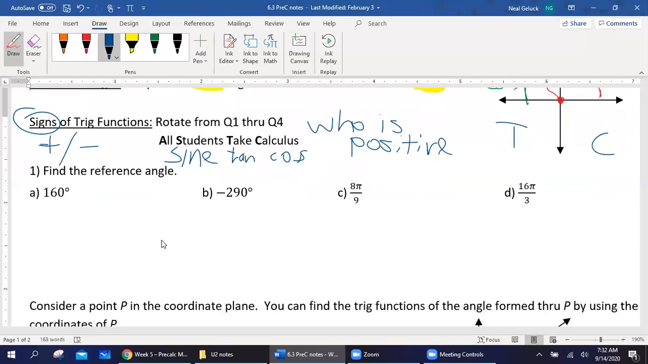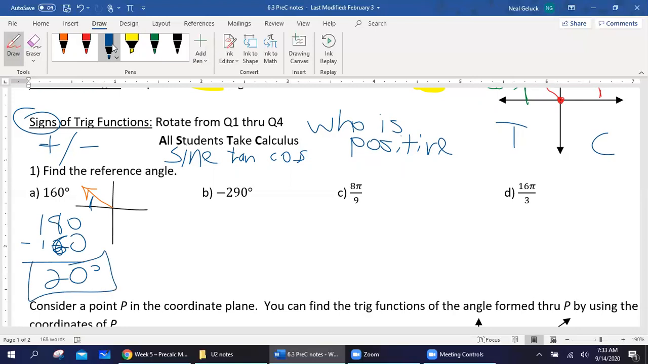Some practice on reference angles. 160 degrees. Well, 160 degrees would land me right about here. The reference angle would be this acute angle. So all I'd have to do is 180 minus 160, and my reference is 20 degrees.